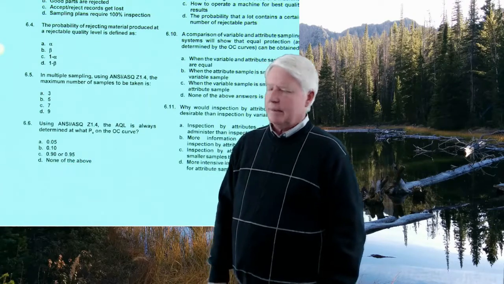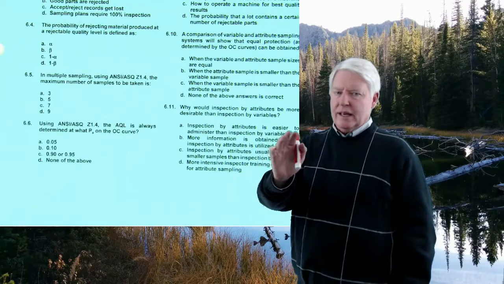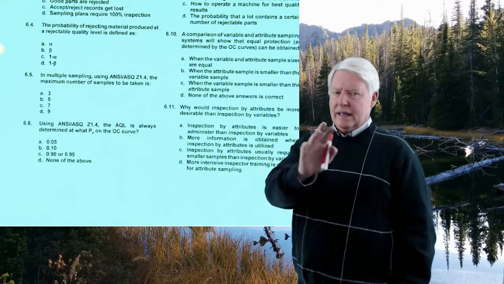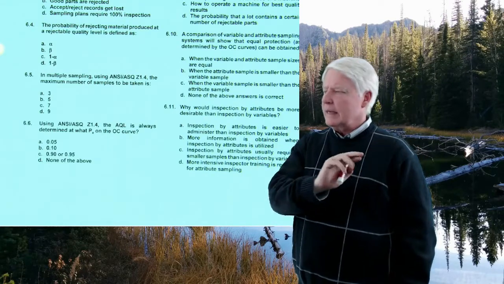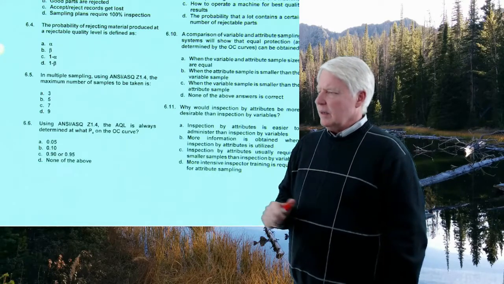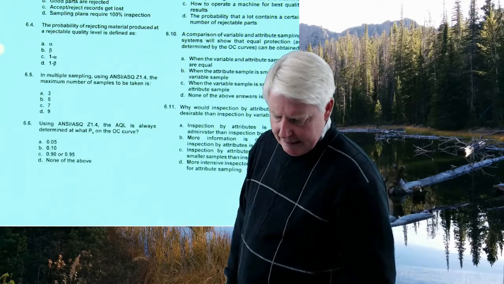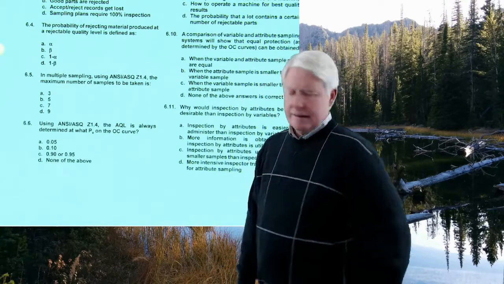So it's going to be none of the above because it depends on the sampling plan. Remember those S levels, and then you had level 1, 2, and 3. They will all have a different probability of acceptance. So it's going to be D, none of the above. 6.6 is D. And it is D.